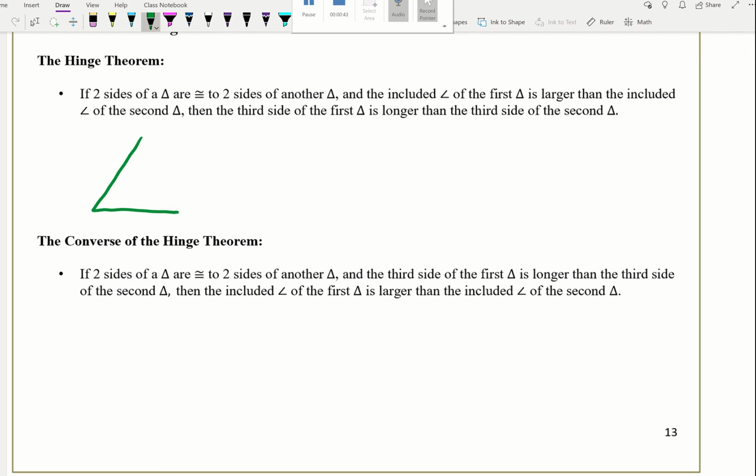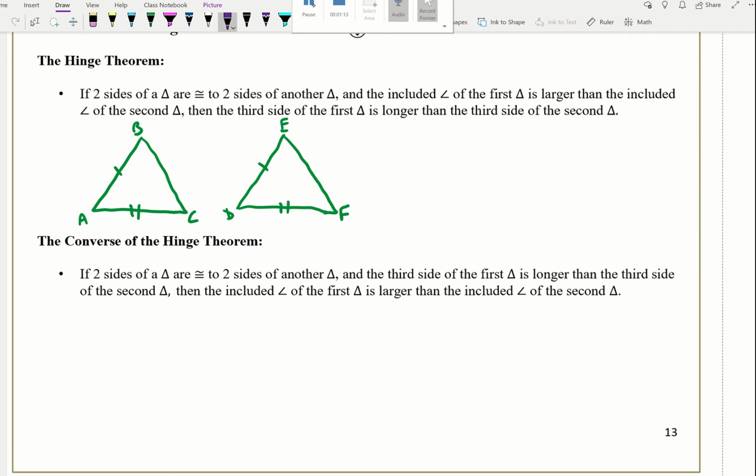Okay, so I'm going to draw two triangles, and I'm going to intentionally make them look like they're the same, just so that we have to rely on the information and not what the figure looks like. I'm going to call this ABC, and this one DEF. If two sides of a triangle are congruent to two sides of another triangle, and the included angle of the first triangle is larger than the included angle of the second triangle, I'm going to call that smaller, then we can figure out a thing or two about this third side.